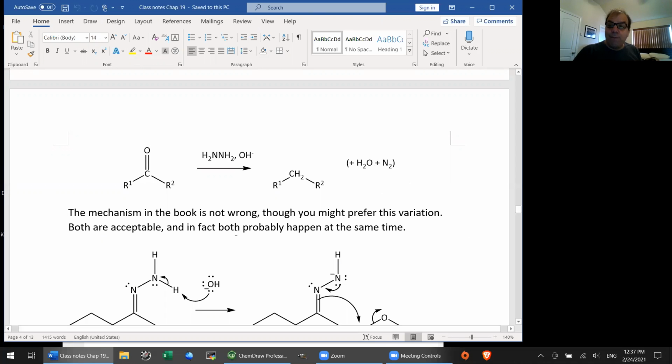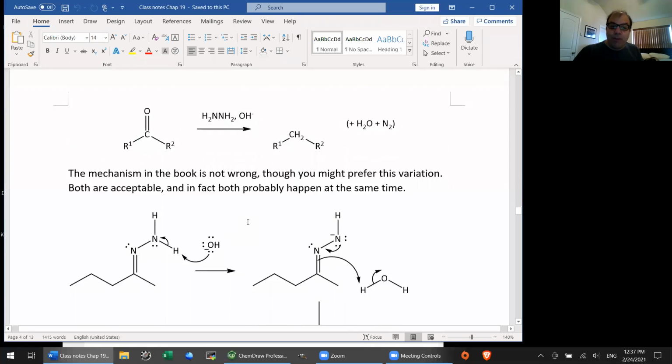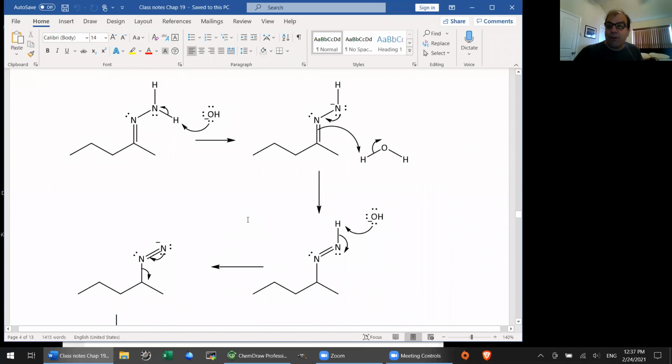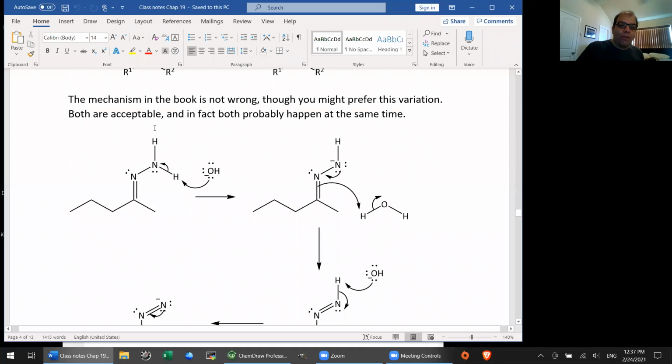The mechanism in the book is not wrong. I'm totally fine with that. I'm giving you another version that's also acceptable that you might prefer. This is after you actually form the hydrazone. So that part of the mechanism up till there is the same in either case. And by the way, that mechanism is again the same as forming an imine. Hopefully you can see this is really just an imine, except instead of an alkyl group, I've got NH2. But otherwise it's exactly the same.